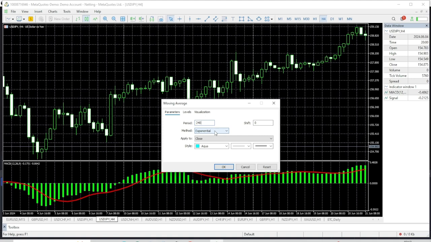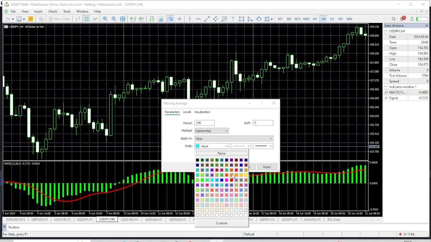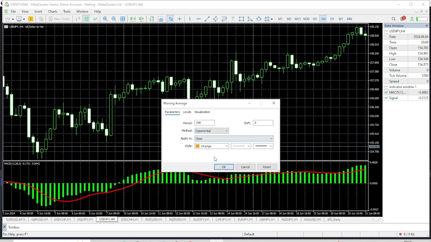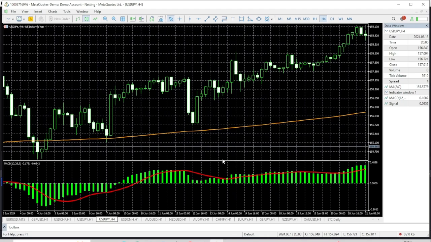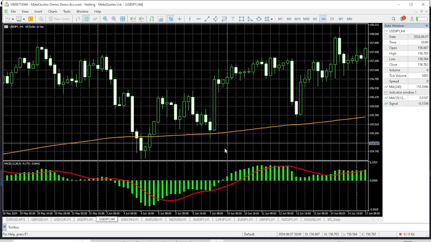See, for you to set yourself apart, you must discover something in trading that the majority, the masses, do not know. So I think this is cool. Let me change this to this color. Sorry, I prefer orange. I prefer my 240 to be orange. And then say okay, this is wonderful. Now, how does this moving average work? The exponential moving average 240.